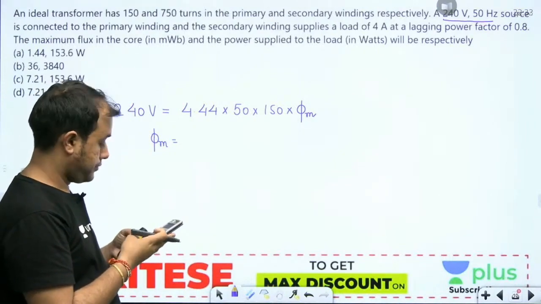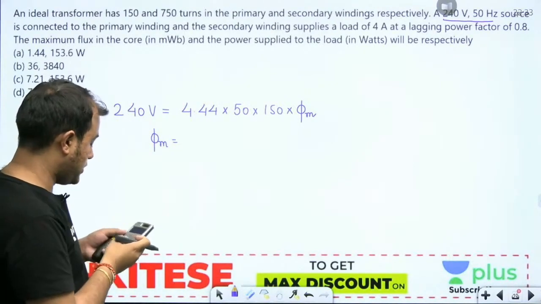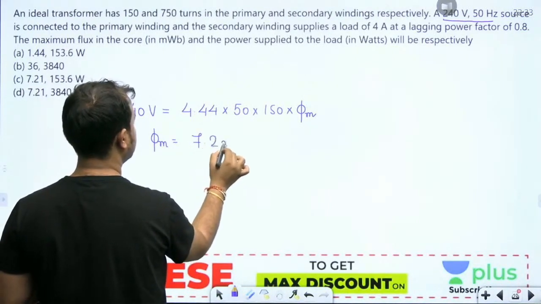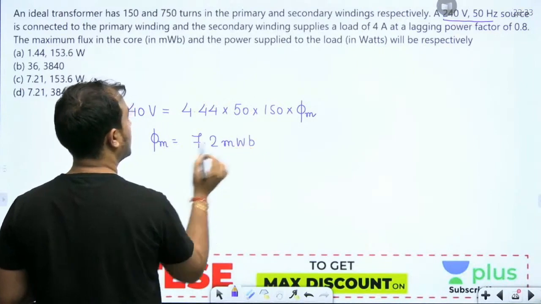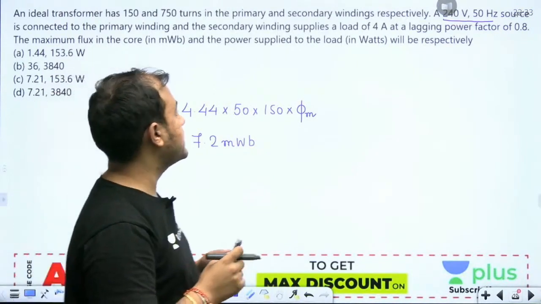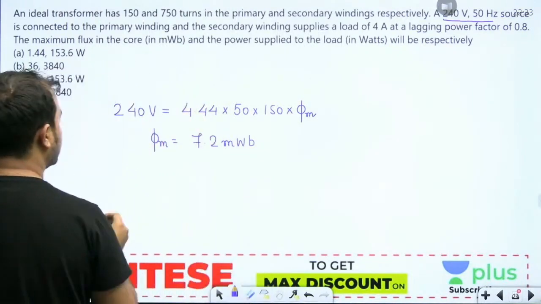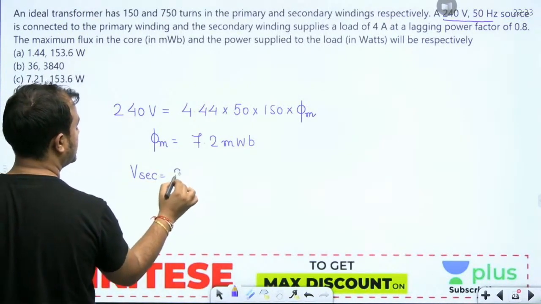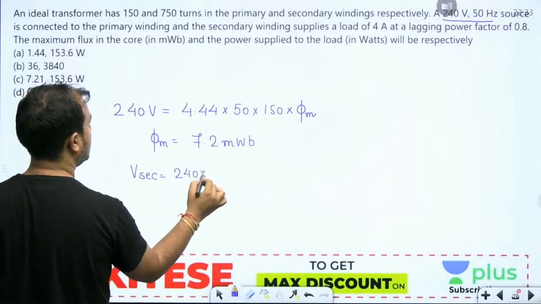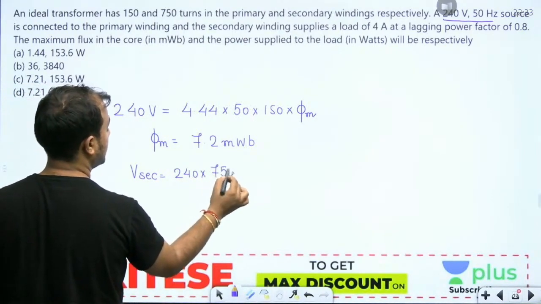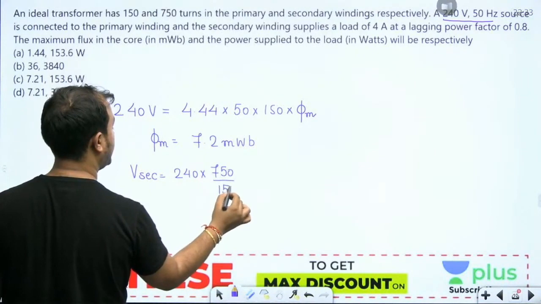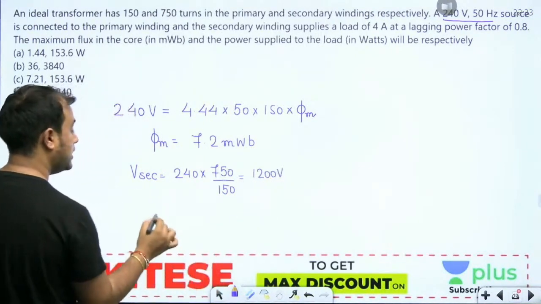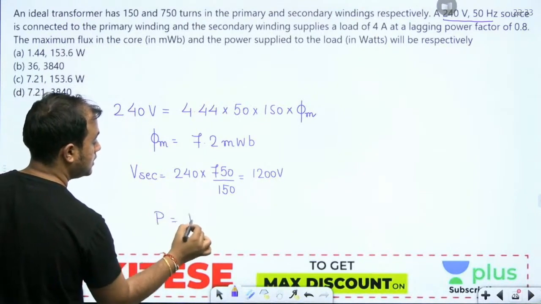Okay. Now this will be 7.2 milliweber. Okay. Now it is asking the power supplied to the load. Now in this case, my friend, if you calculate the secondary voltage, 240 into 750 by 150, that will be 1200 volt. 1200 volt.